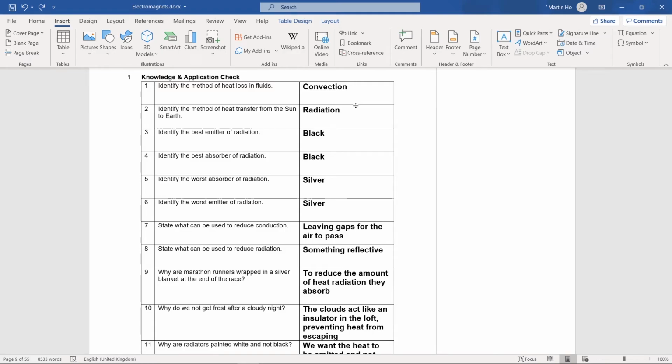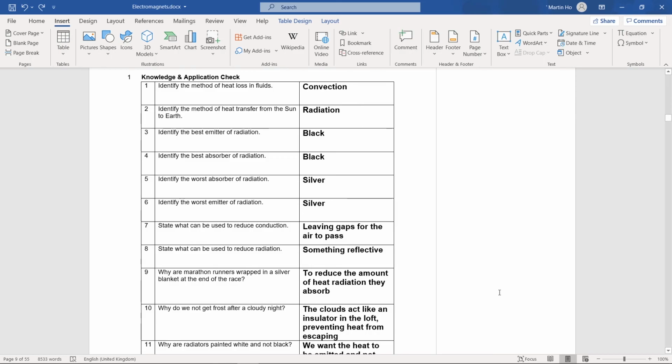9. Why are marathon runners wrapped in silver blanket at the end of the race? Well, this relates to why we use a silver screen in our cars. The silver blanket helps to reduce the amount of heat radiation they will absorb being in the sun. As they're already at a high internal body temperature from physical exertion, we want to reduce the amount of extra heat they take and help cool down their bodies.